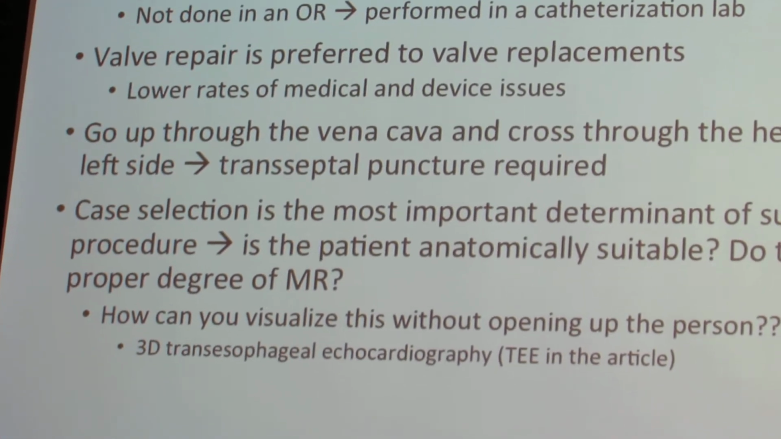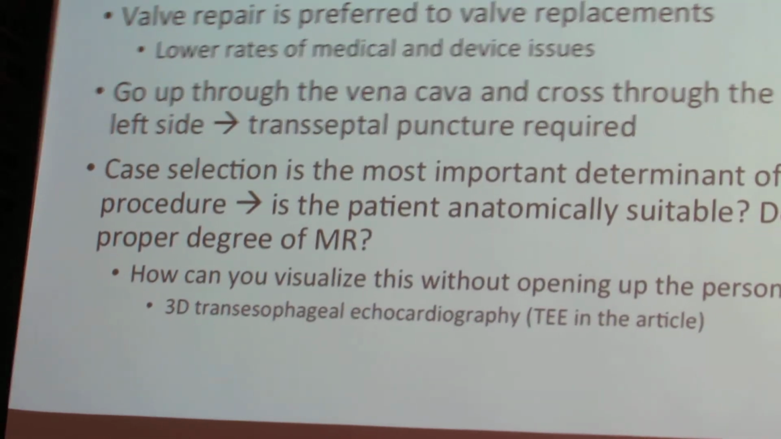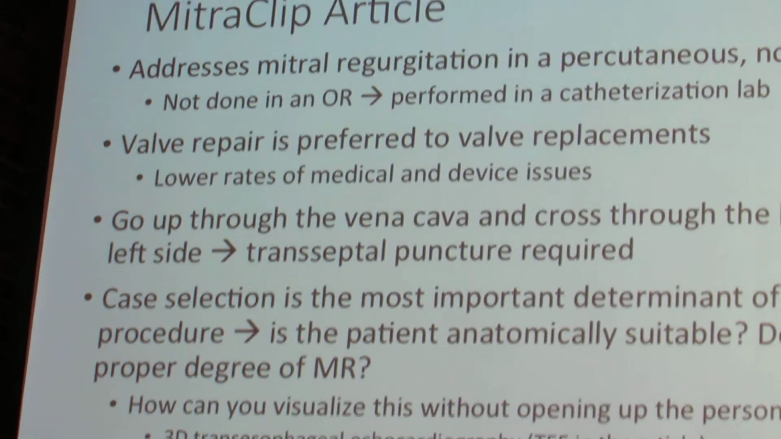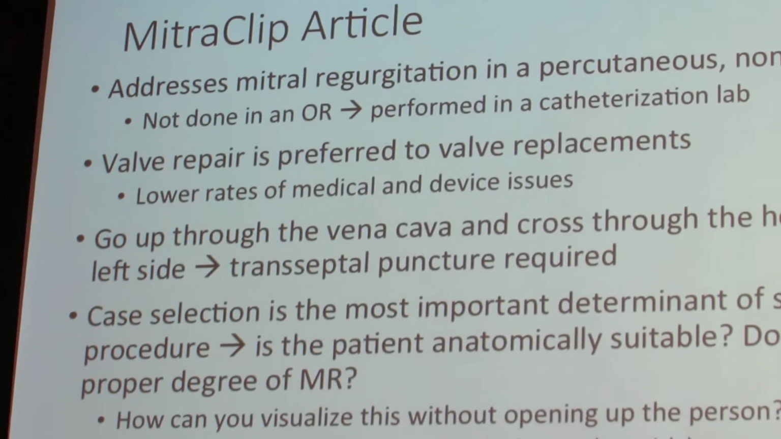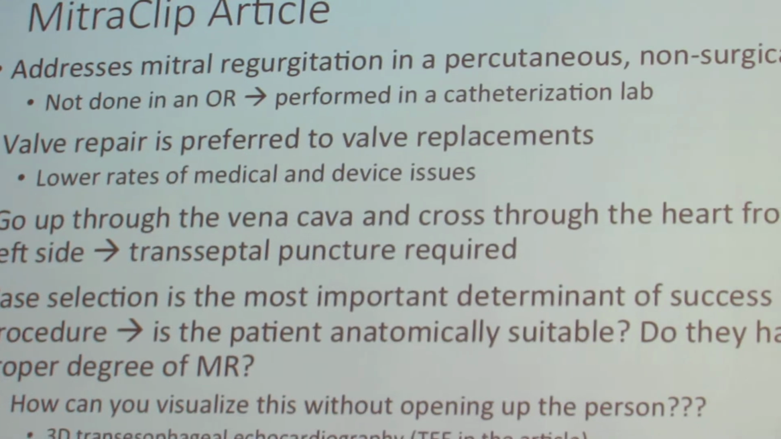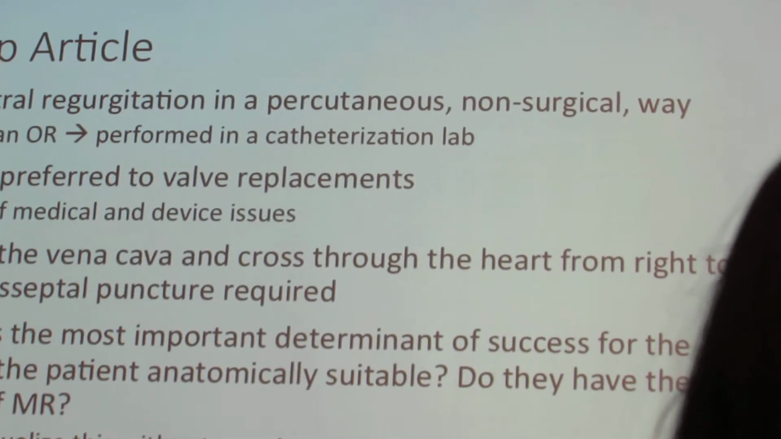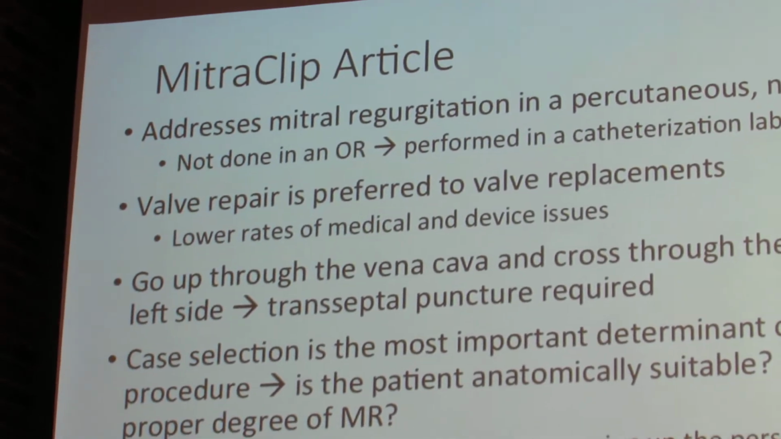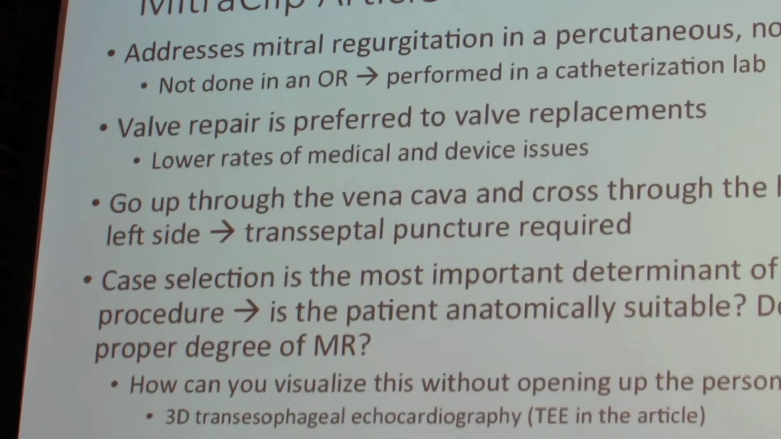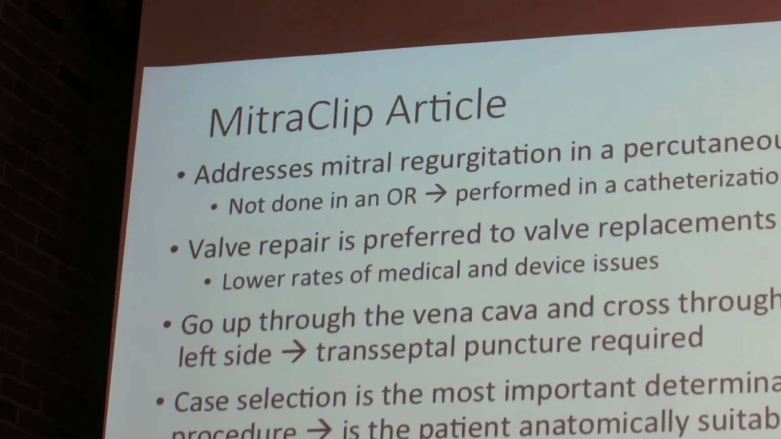This is a case of valve repair versus valve replacement, and obviously that's preferred. You don't really want to cut something out and remove it unless you have to. So you'd rather just fix it, with lower rates of medical device issues. How this works is you go up through the vena cava, cross the heart, right? So your vena cava on your right side, you go up through that with the catheter, you cross through the heart, which means you need transseptal puncture. That's just that part of it.